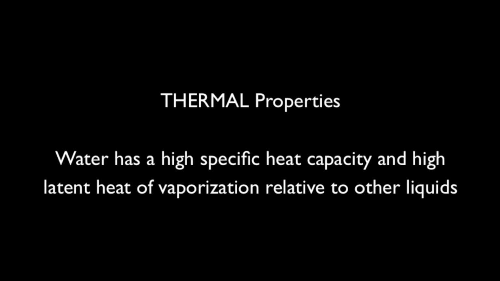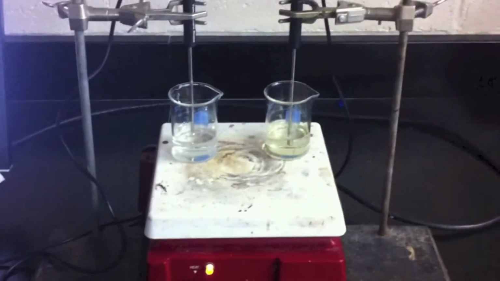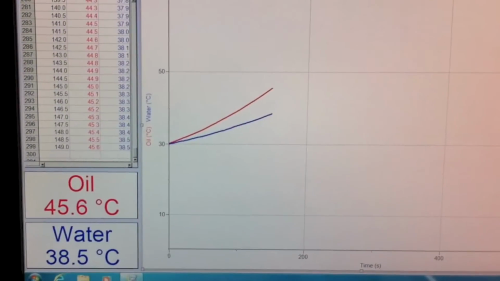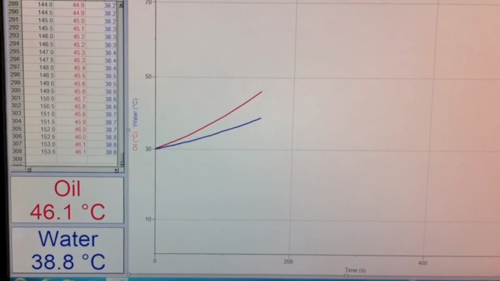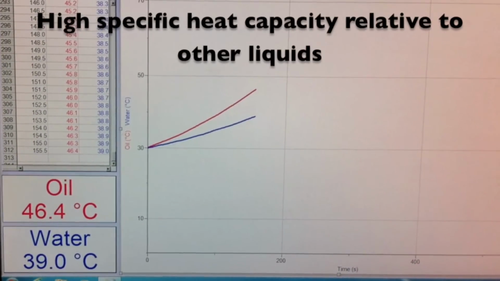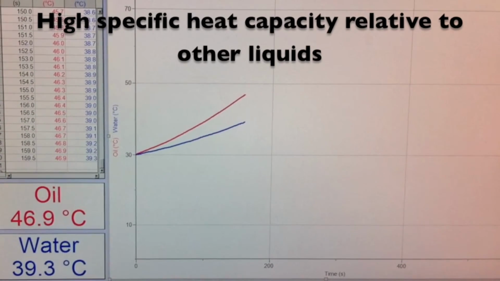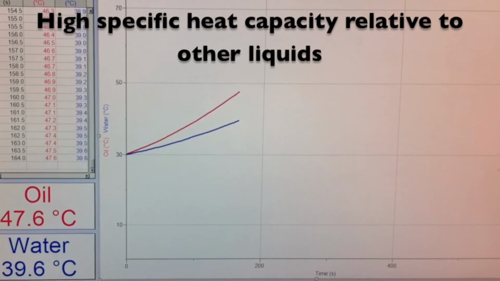Two thermal properties significant to living organisms are that water has a high specific heat capacity and also a high latent heat of vaporization relative to other liquids. In this simple demonstration, we're heating up oil on the right-hand side and water on the left-hand side, and you can see from the graph that the oil increases in temperature a lot quicker than the water does. This is because water has a higher specific heat capacity than the oil. That means it takes more energy to change water's temperature by a given amount than it does for oil.